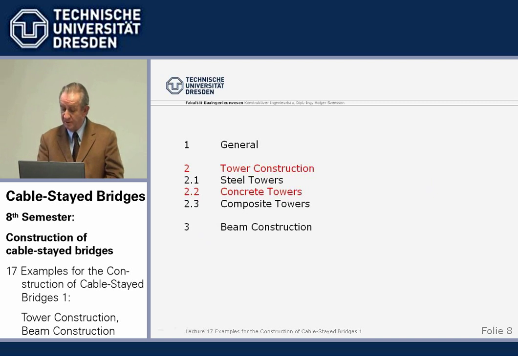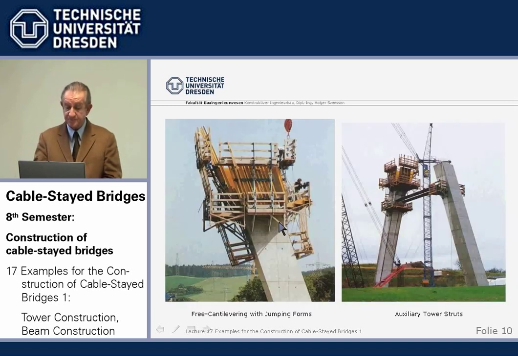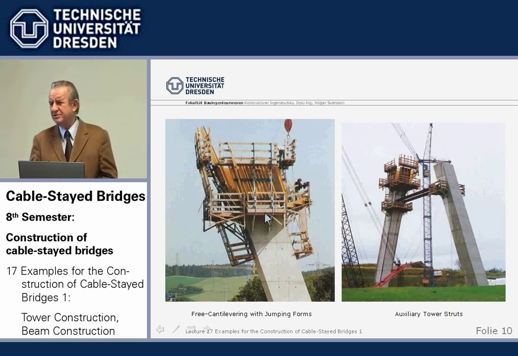Rather simple, straightforward. Concrete towers. We use as an example the A tower of the Obere Argen Bridge in South Germany. And we see here, we build the tower legs generally cast in place. There are very few exceptions, like the Dee River Bridge in Wales, where we use precast elements. We do it cast in place.